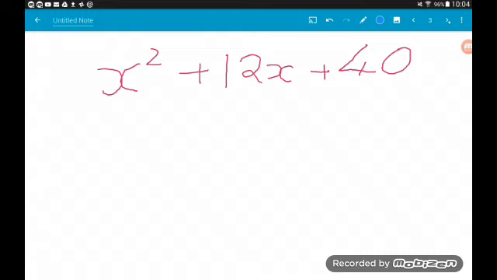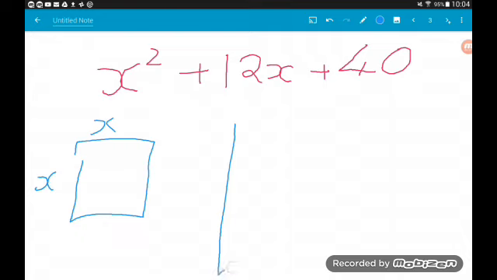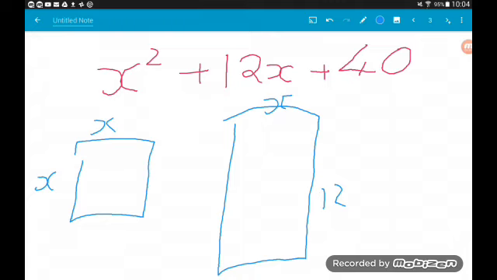So here we have x squared plus 12x plus 40. Now, x squared we can think of as a square with side lengths of x, like that. 12x we can think of as a rectangle with a side length of x and 12. And then 40, we can just think of as some square with an area of 40, like that.